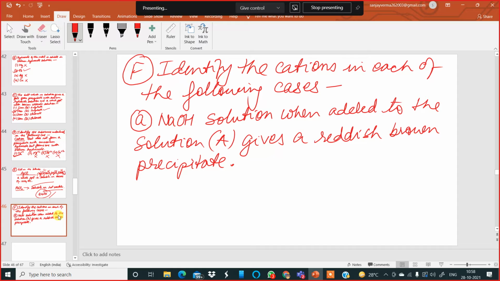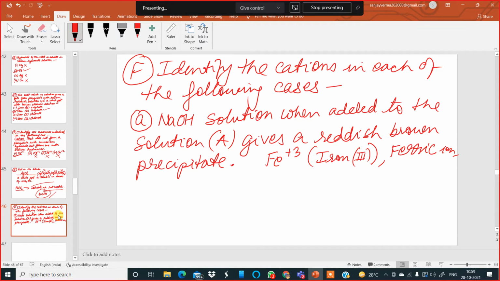Which cation is present in solution A? Iron 3. Only Fe3, only iron 3. Fe plus 3 is called iron 3. Also, it is called ferric. Ferric ion. Okay, that is the answer.